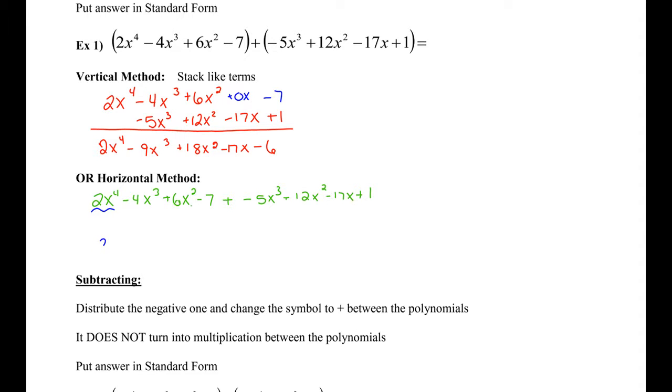So there's only one term with an x to the 4th power, so that's going to stay the same. However, there are two x cubes, so I'm going to combine those together. So we get -9x cubed. Then I'm going to add the x squareds together. So 6x squared and 12x squared gives me 18x squared.